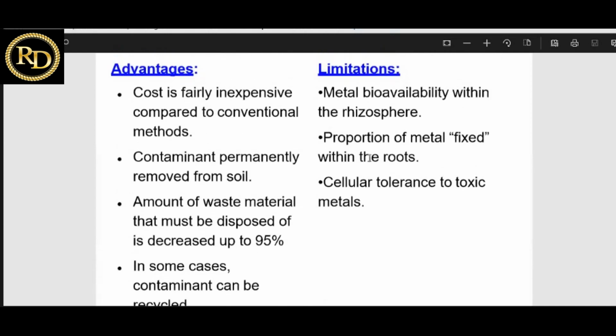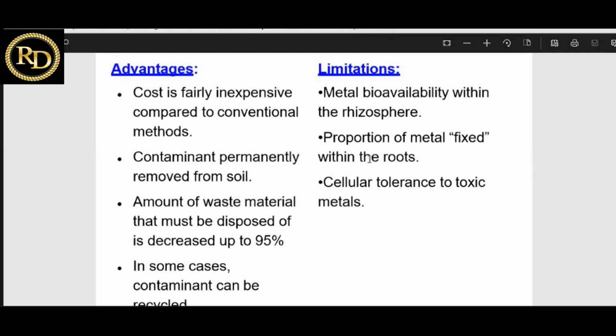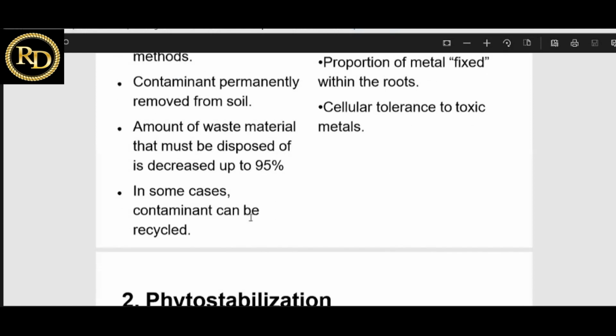And what are the limitations? Limitations of this phytoextraction are metal bioavailability within the rhizosphere. Even though phytoextraction is going on, some metals remain persistent in the rhizosphere of the respective crop. Also the proportion of metal fixed within the roots, which you will see sometimes, and cellular tolerance to the toxic metal. These are our limitations. Suppose our roots are not very effective sometimes, then they are unable to tolerate the metals that come inside the plant system. So these are our limitations. So here is the need for engineering plants which can tolerate metals much more, so that we can enhance the phytoextraction mechanism.